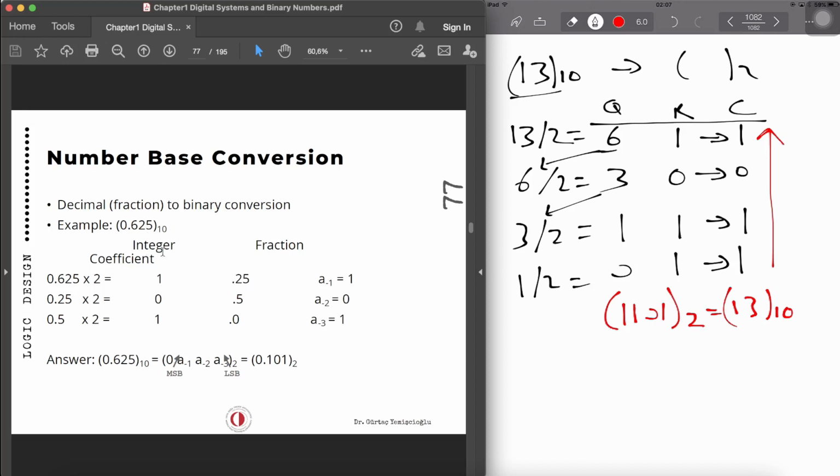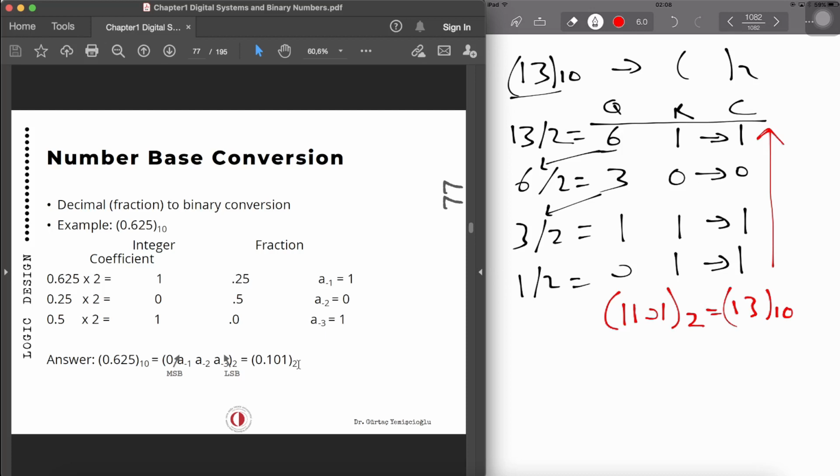And then 0.25 multiplied by 2, 0.5. Then this is going to be 0. And 0.5 is taken, multiplied by 2, 1.0. As this is 0, we cannot carry on. This is 1, and that's written already. So we have got the fractional part. We read from top to bottom, opposite of the integers. Top to bottom, 101, so 0.101 is the answer. So this is how we can do the base conversion of an integer or a decimal to binary.